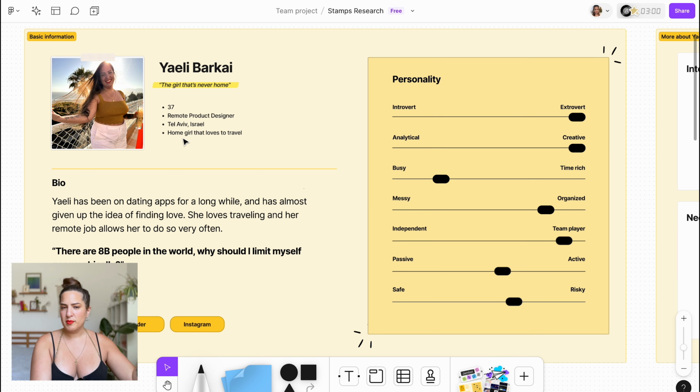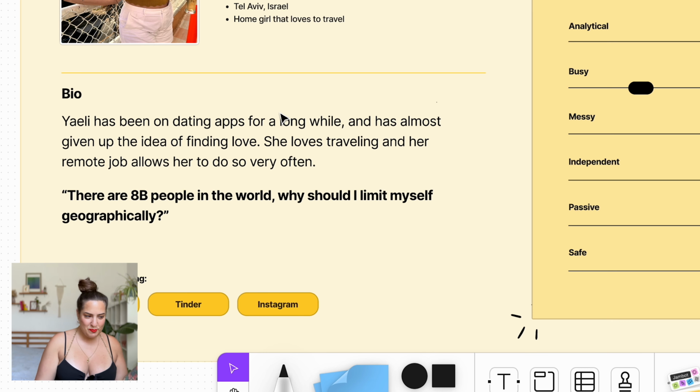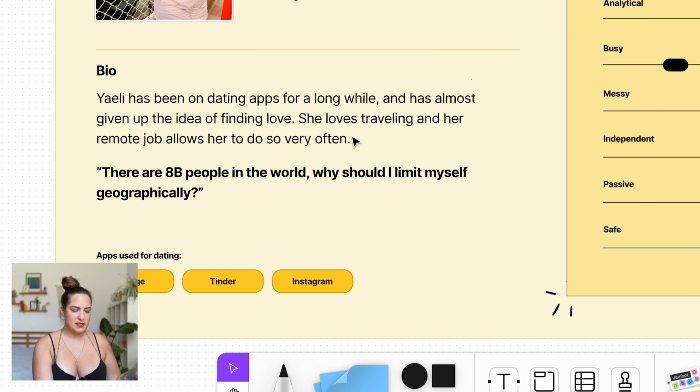I start with the basic information, my age, where I live, what I do, and then in the bio I do want to get something more personal. And for me it's really important to always have a quote. I feel like it delivers the message better when it's personal, first-person talk. And so my quote is, there are 8 billion people in the world. Why should I limit myself geographically? That's an actual sentence that I have told my friends in the past.